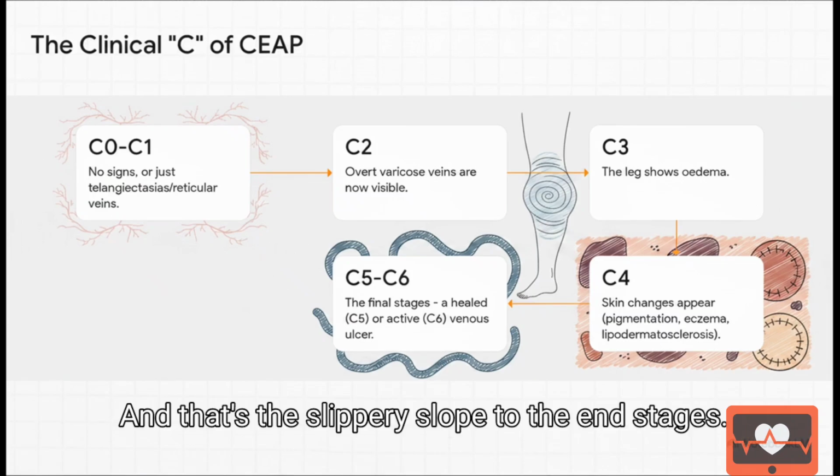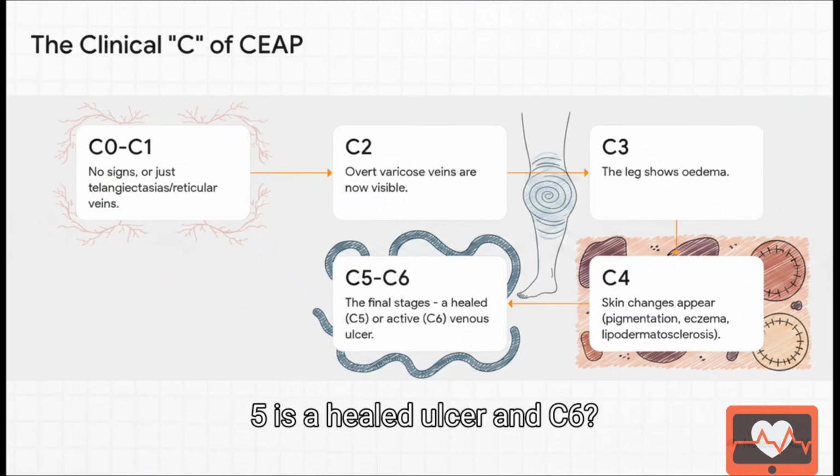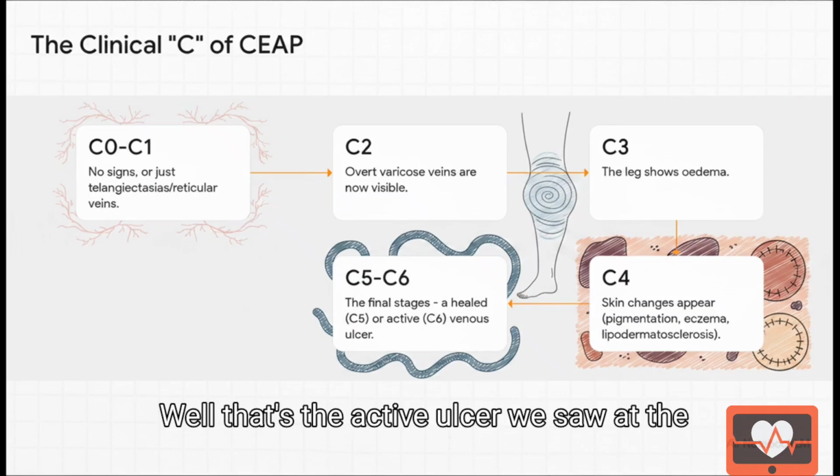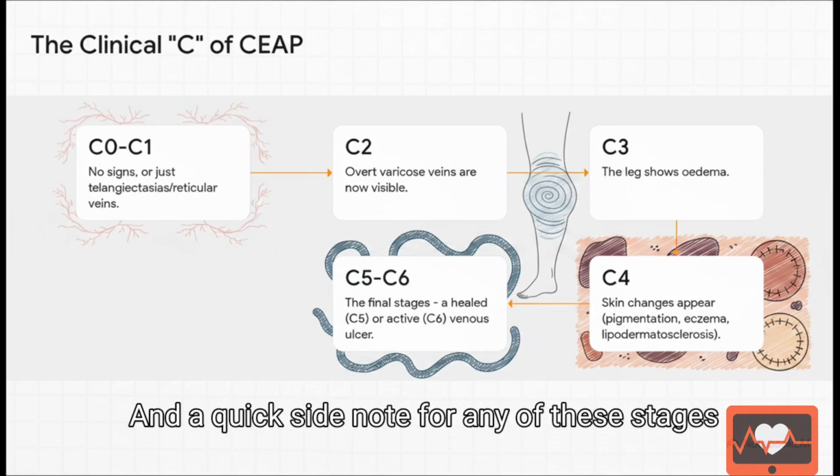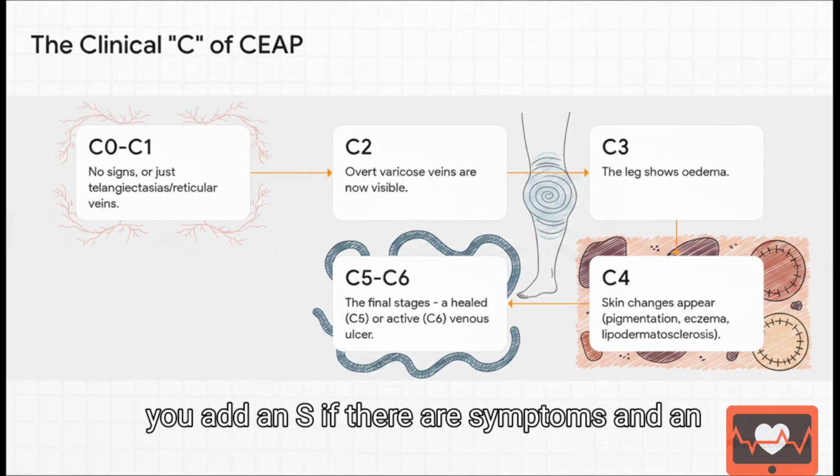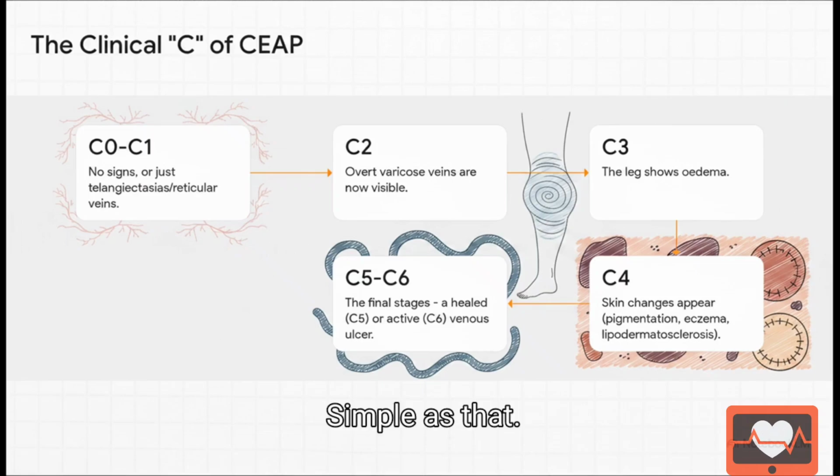And that's the slippery slope to the end stages. C5 is a healed ulcer, and C6, well, that's the active ulcer we saw at the very beginning. And a quick side note, for any of these stages, you add an S if there are symptoms and an A if there aren't. Simple as that.